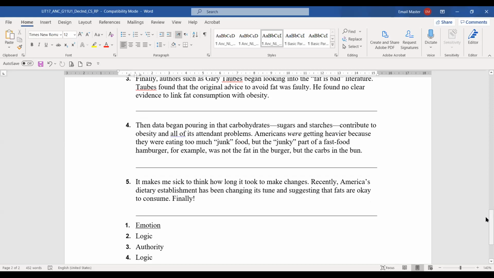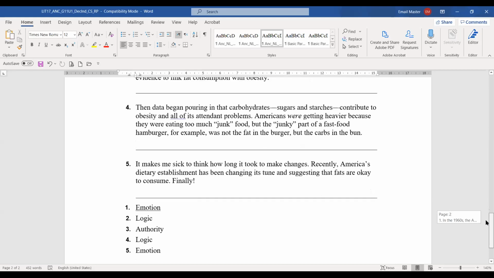Number five, it makes me sick to think how long it took to make changes. Recently, America's dietary establishment has been changing its tune and suggesting that fats are okay to consume, finally. And this one is emotions, because it's like personal thoughts. They try to trigger some emotions in us.